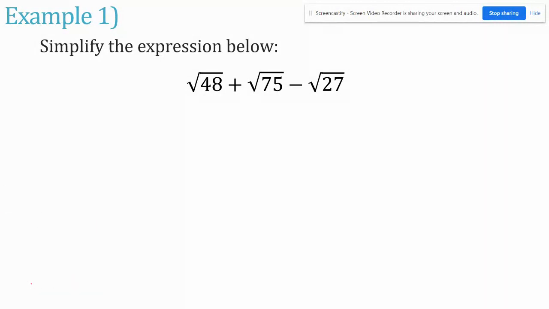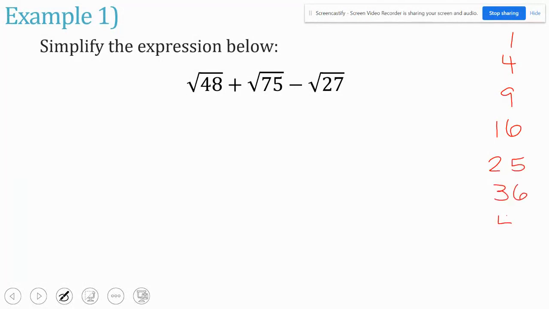We're going to use the largest perfect square method to simplify these. The first thing we're going to need is our list of perfect squares. Hopefully you have it with you or you write it down. It's a really easy list to make. 1, 2, 3. So 1 times 1 is 1, 2 times 2 is 4, 3 times 3 is 9, 4 times 4 is 16, 25, 36, 49, 64, 81, and I'm going to stop there.